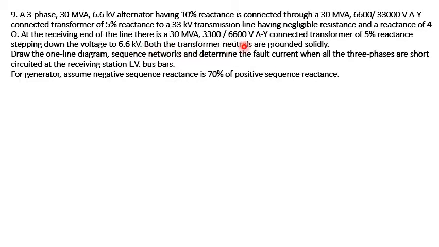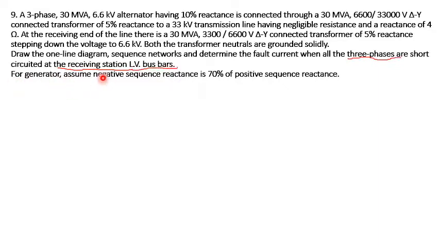Both the transformer neutrals are solidly grounded. Draw the one line diagram and sequence network, and determine the fault current when all 3 phases are short circuited at the receiving station LV bus bars.